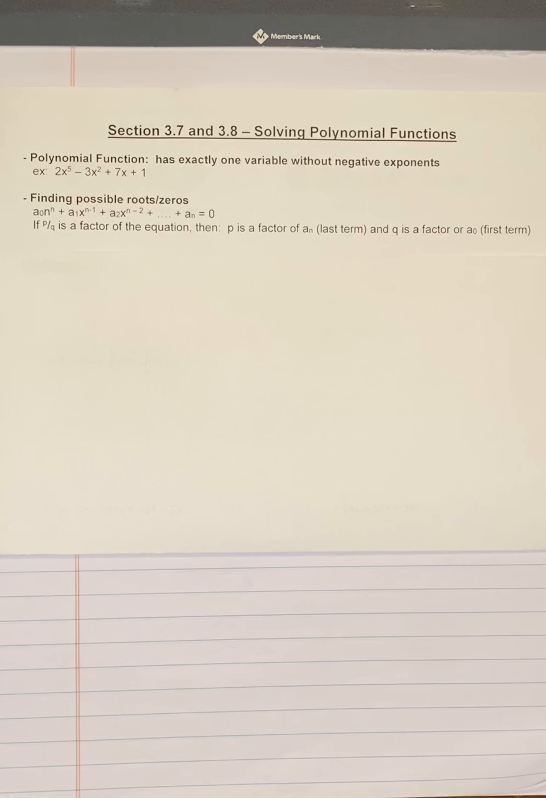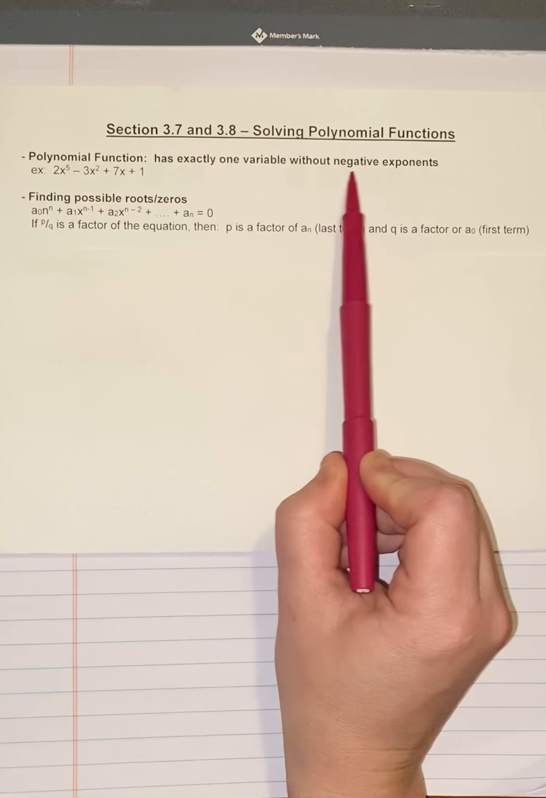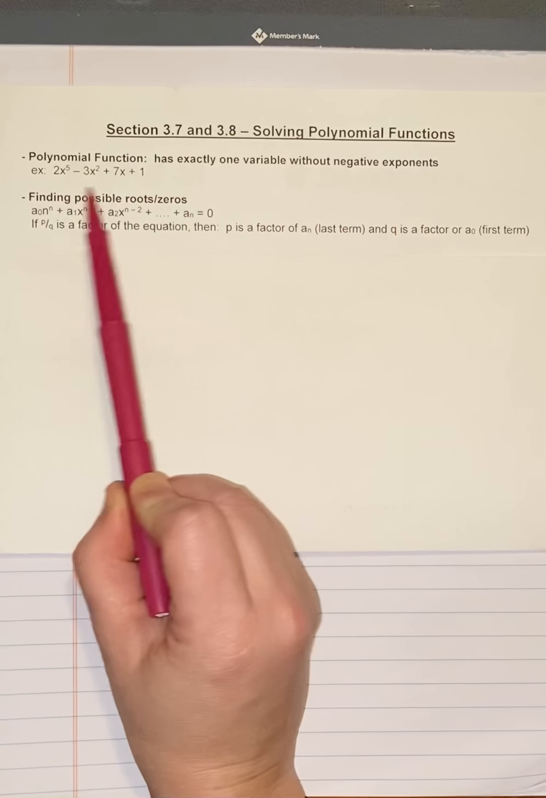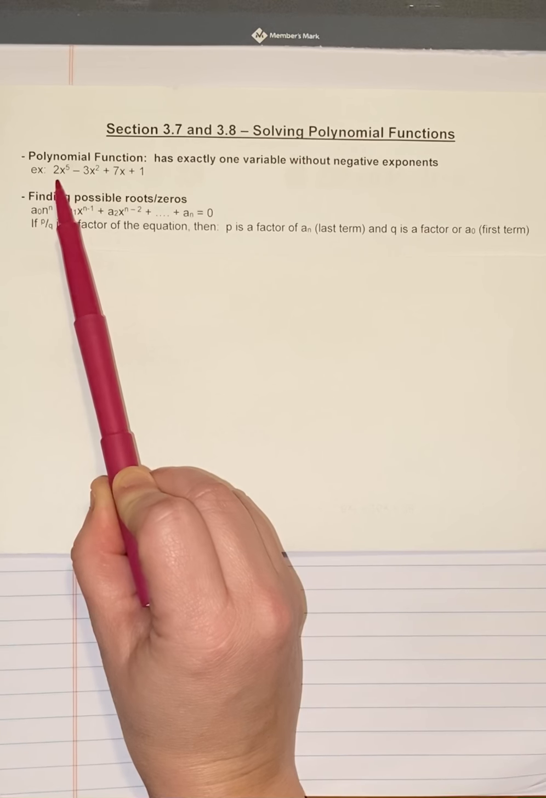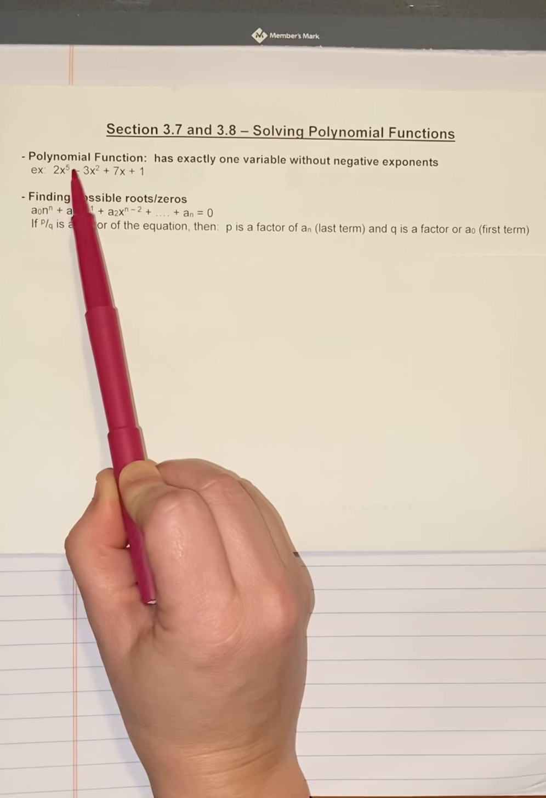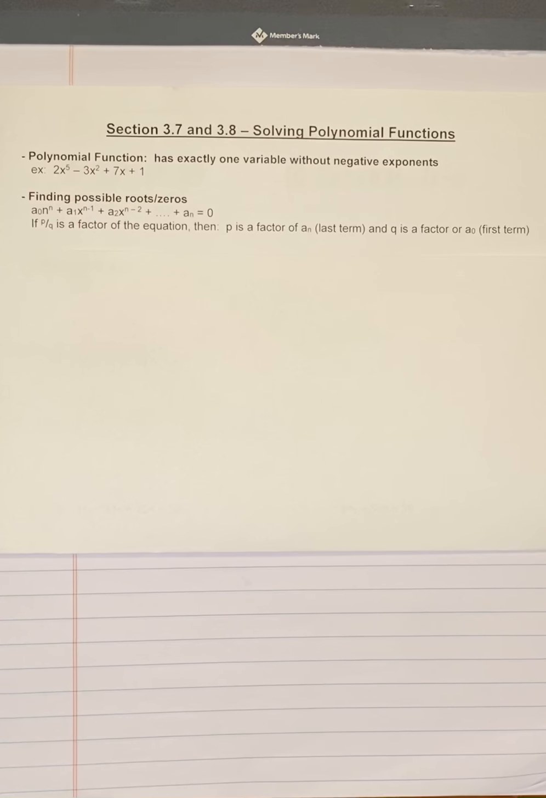All right, today we're going to work on section 3.7 and 3.8, which is solving polynomial functions. So a polynomial function has exactly one variable without negative exponents. Here's an example of a polynomial right here. It has 4 terms. My leading coefficient is 2, my degree is 5, and 1, 2, 3, 4 terms makes this a polynomial.